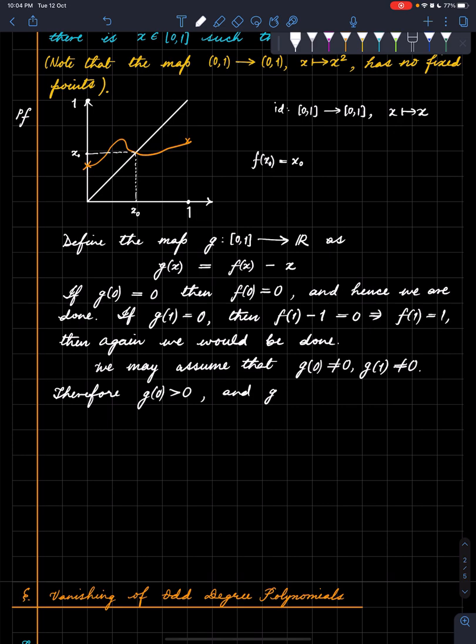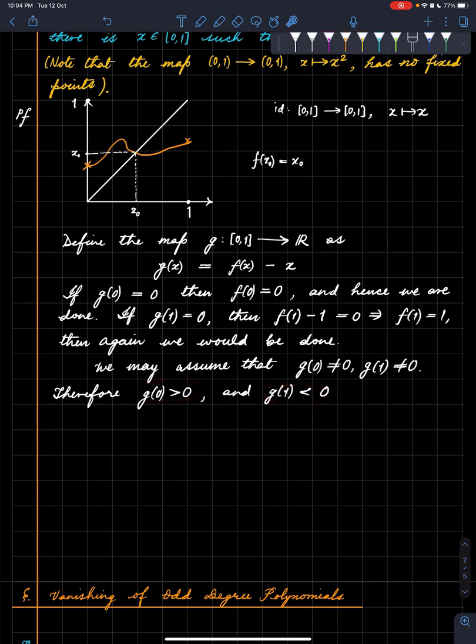Also, g of 1 would have to be less than 1 by the same reasoning, because f is valued in the unit interval. If f of 1 is not equal to 1, then f of 1 is strictly less than 1, and hence g of 1 is strictly less than 0. So once again, since f of 1 is assumed to be strictly less than 1, this thing at x equals 1 has to be strictly less than 0. So we have these two things.